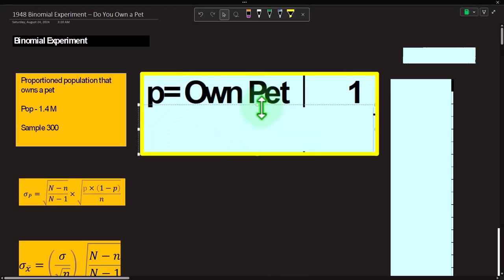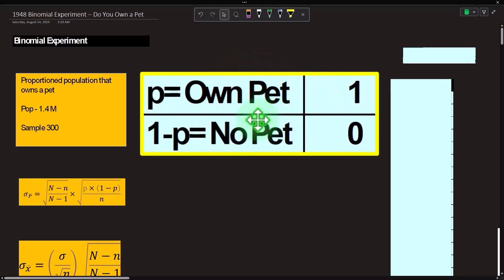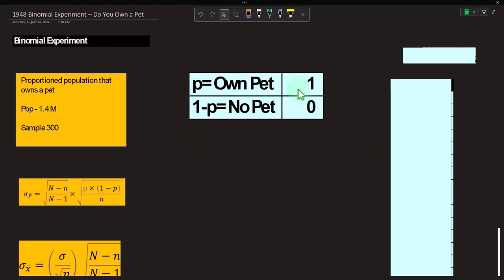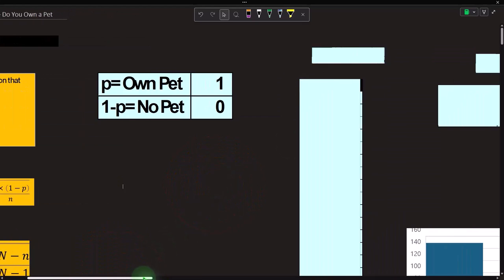All right, so we're going to imagine the pets. If they own a pet, we're going to say it's a 1. We want the percent of people that own a pet, so we're going to make owning the pet be 1 and the other be 0, so that we can basically just count these up, and however many ones we get will be the ratio of people owning pets to not owning pets. So that's the way we can set it up.